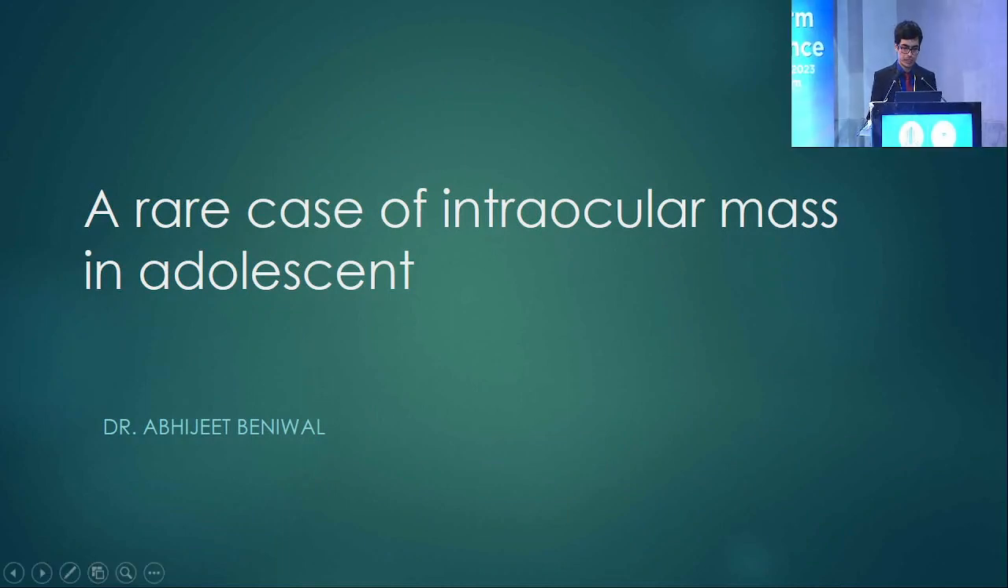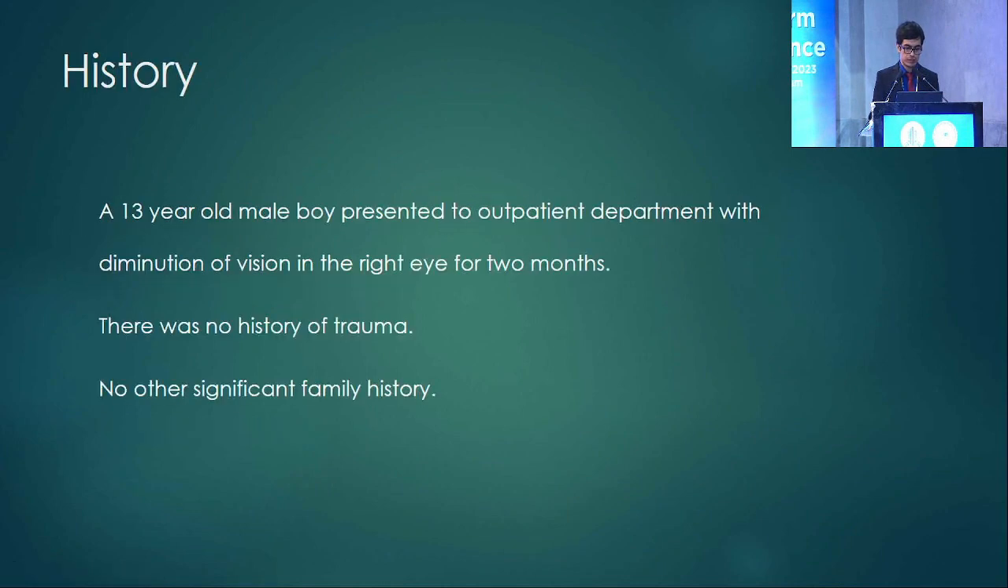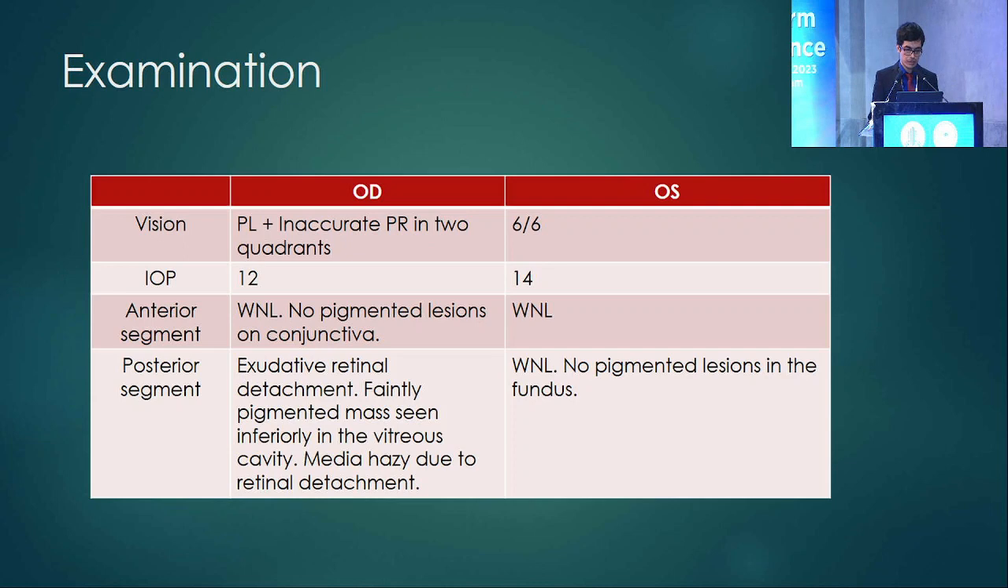Good afternoon. I'll be presenting a rare case of intraocular mass in an adolescent. A 13-year-old boy presented to the outpatient department with a history of diminution of vision in the right eye for 2 months, and no other significant history. On examination, in the right eye, vision was inaccurate projection of rays in 2 quadrants, and in the posterior segment, exudative retinal detachment could be seen, and a faintly pigmented mass was seen inferiorly in the vitreous cavity, and media was hazy.